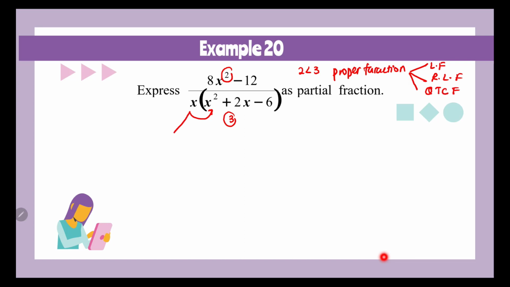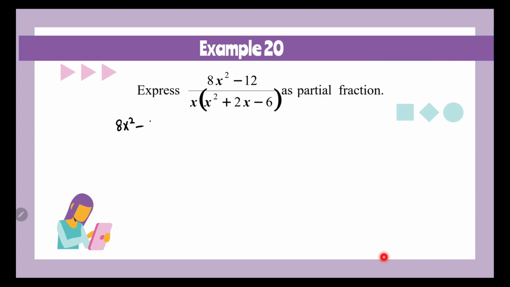For your first factor here, this is definitely a linear factor. It's quite straightforward. Now for x squared plus 2x minus 6, we will try to factorize it. When we cannot factorize, then we say that this is a quadratic factor, since it cannot be changed to linear. Okay students, it's very important for us to recognize the type of factors, because this will determine the type of your partial fraction. Next, we're going to see how to write this as partial fractions.